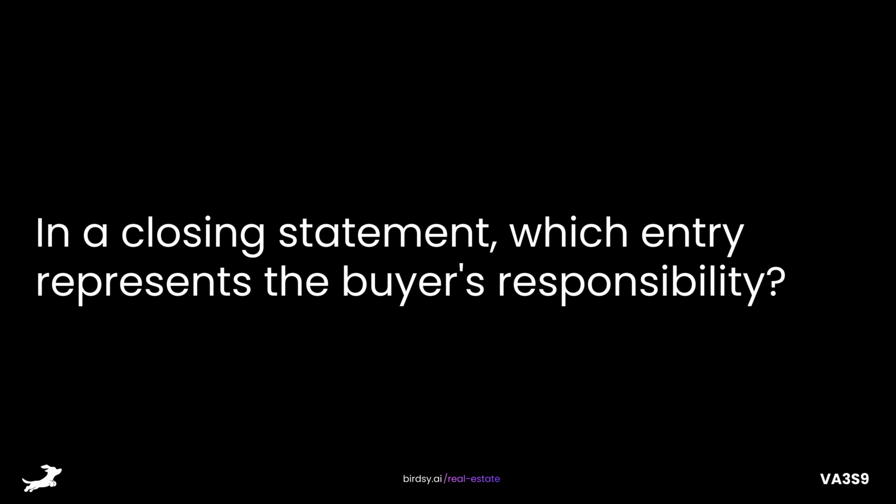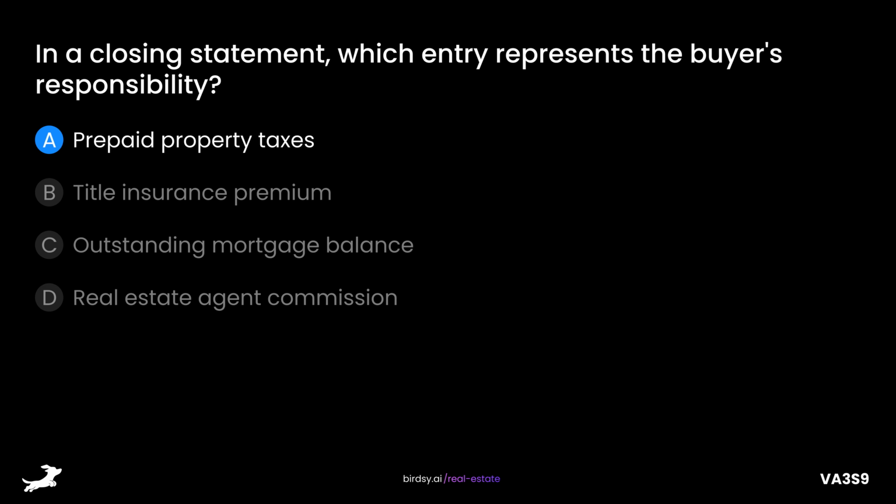In a closing statement, which entry represents the buyer's responsibility? Is it A, prepaid property taxes, B, title insurance premium, C, outstanding mortgage balance, or D, real estate agent commission? The answer is B, title insurance premium.